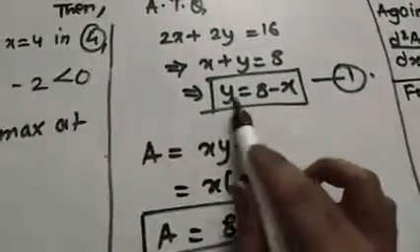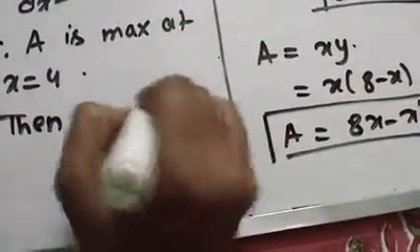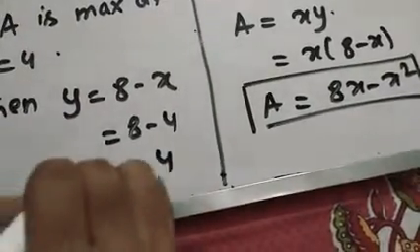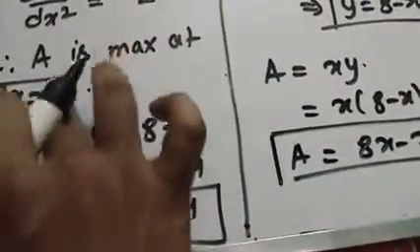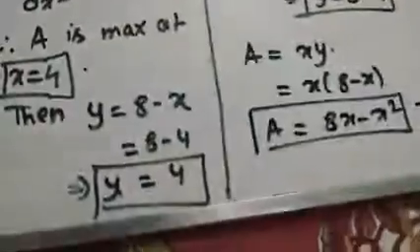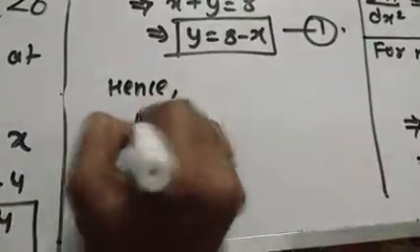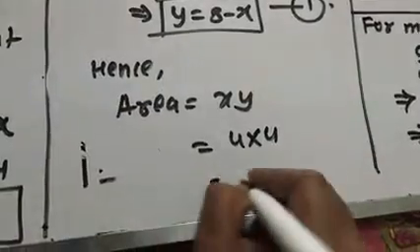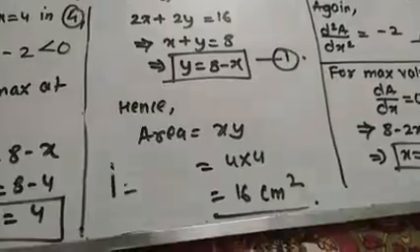Now what we have to find? We have to find our y. So then y will be your 8 minus x. What is your x? 4. So y is your 4. So we got our x, we got our y. So finally the area will be, hence area x into y, 4 into 4, 16 centimeter square. Okay, centimeter square is the unit.